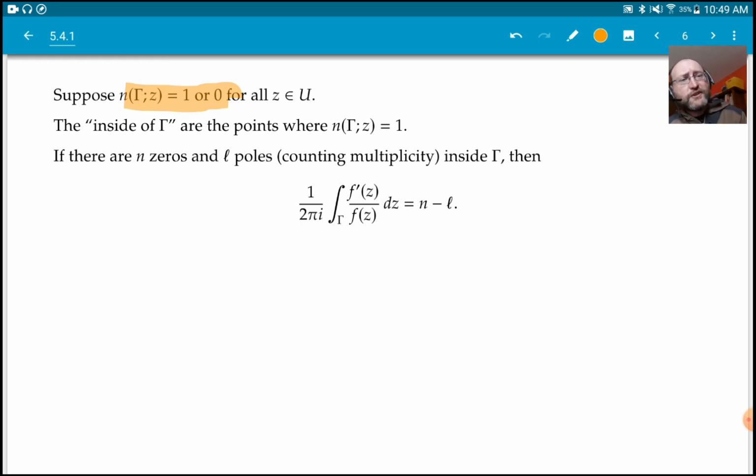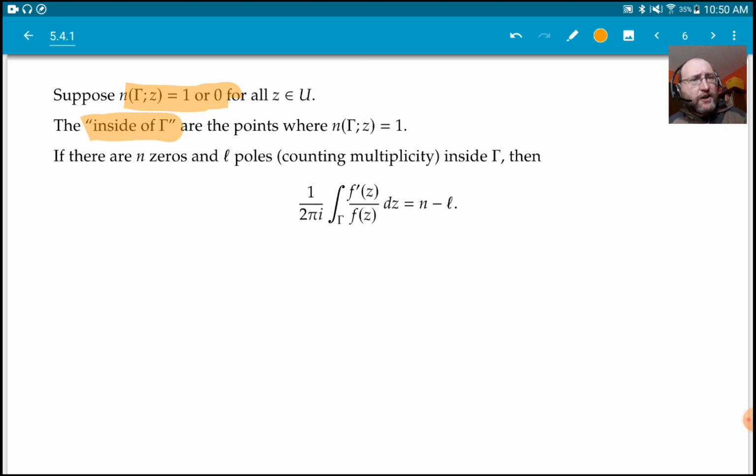And so then you can think of the points that gamma winds around once. It either winds around the point or it doesn't. So the points that it winds around, we're thinking of that as the inside of gamma. The idea is clear. If gamma is a circle, then the inside of the circle is the inside of gamma. Those are the points that you wind around, and everything outside the circle, you don't wind around. So that's not the inside of gamma.